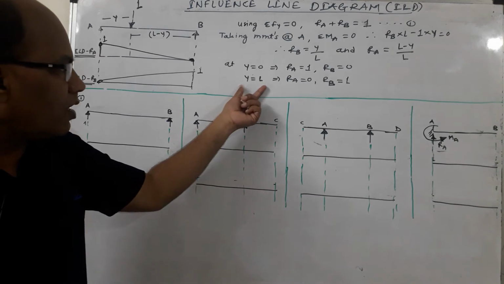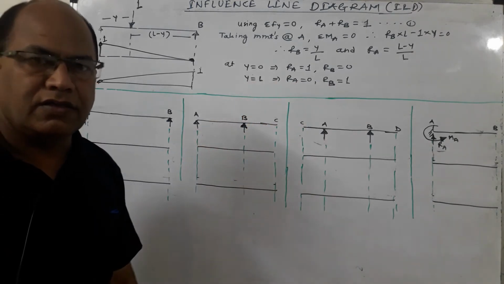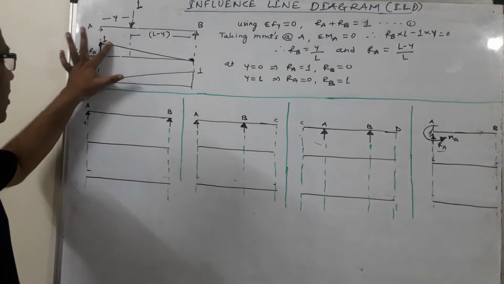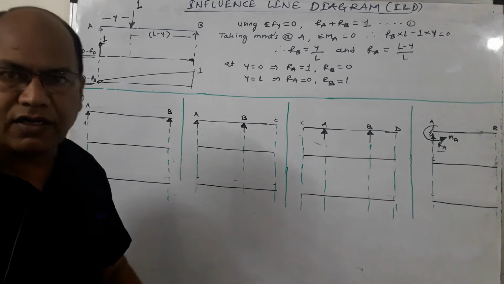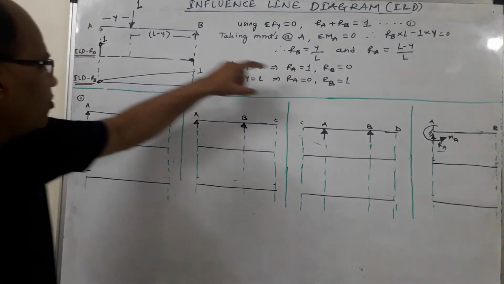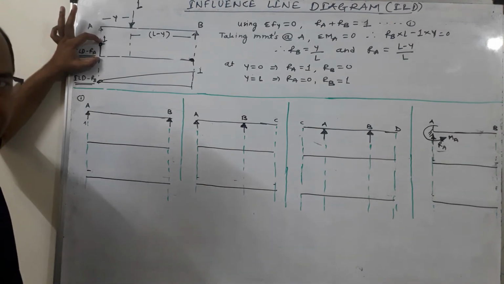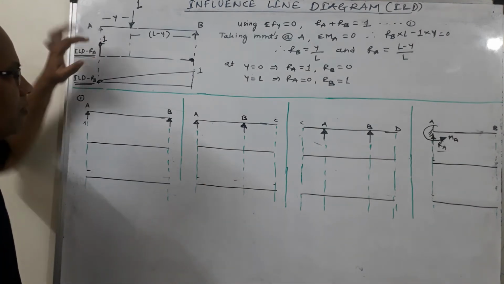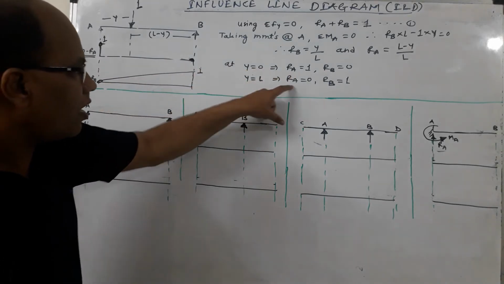Putting y is equal to L, I will get Ra is equal to 0 and Rb is equal to 1. Now what I am doing is that, when y is equal to 0, Ra is 1, it is known to me. So y is equal to 0 means this position, Ra is equal to 1, and to a certain suitable scale I am plotting this ordinate as 1. So this is 1. When y is equal to 0, Ra is equal to 1. When y is equal to L, Ra is 0.